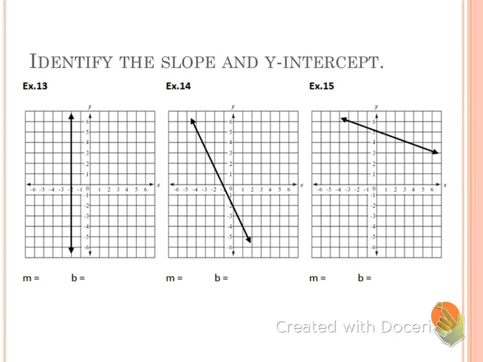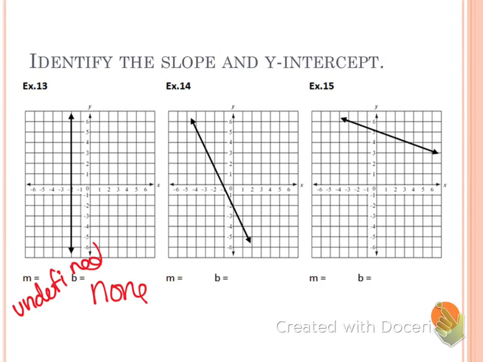Kion, what do you think our slope is on number 13? Undefined. I would agree with that. Our slope is undefined, which they didn't give me enough room to write there. What about our y-intercept or our b? Jeriel? None. There isn't one. It does not cross the y-axis.